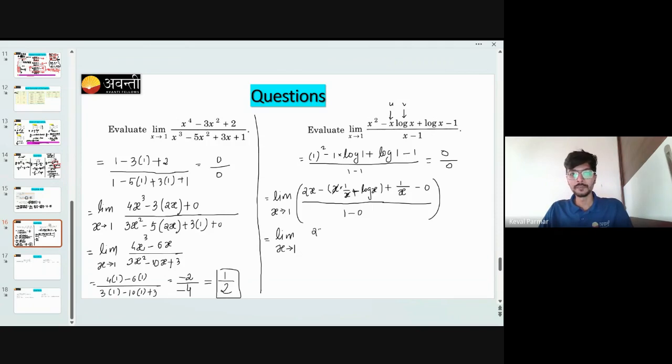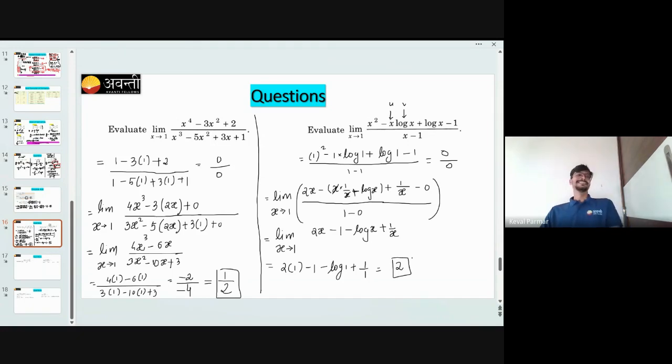I will get numerator 2x minus 1 minus log x as we open the bracket, plus 1 upon x. And no need to write the denominator because it is 1. If I substitute here, I will get 2 into 1 minus 1 minus log of 1 plus 1 upon 1. Log 1 is again 0. So 2 minus 1 plus 1. So I'll get the answer as 2.